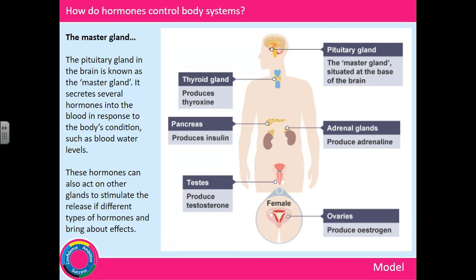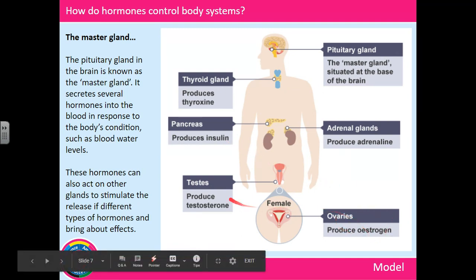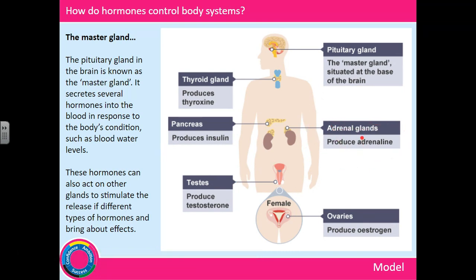But if you have a closer look at this image, you can see what glands produce exactly what hormones. So you can see down here the pancreas, probably the most well-known gland, produces insulin, and insulin is responsible for keeping the sugar levels in our blood at a stable level. Then we've got down here the ovaries produce estrogen if you're a female, and the testes produce testosterone in males. The adrenal glands produce adrenaline, and then the pituitary gland is secreting a lot of different hormones.